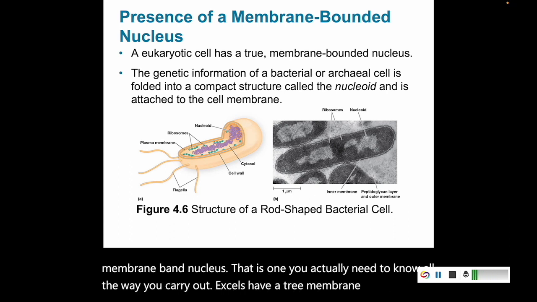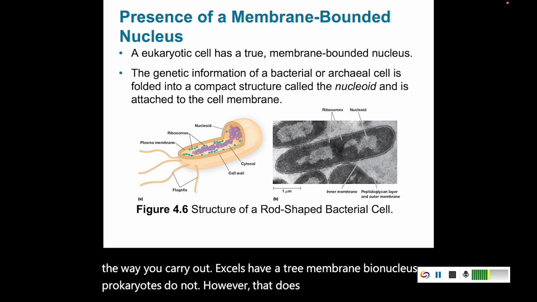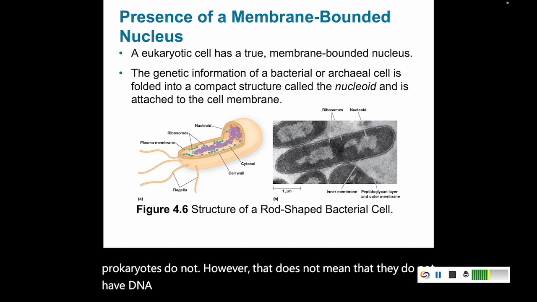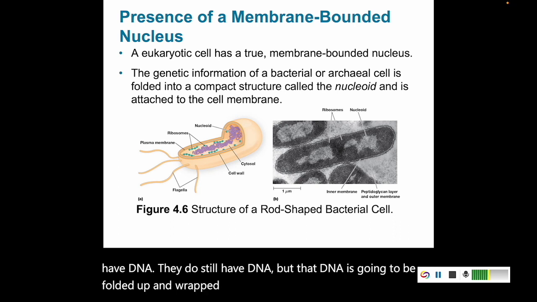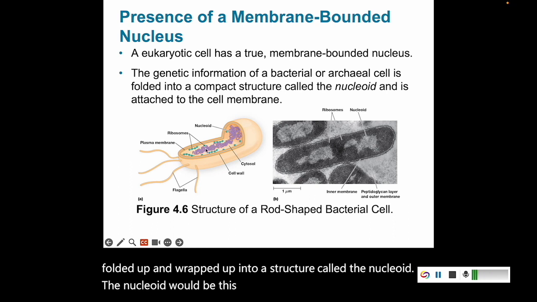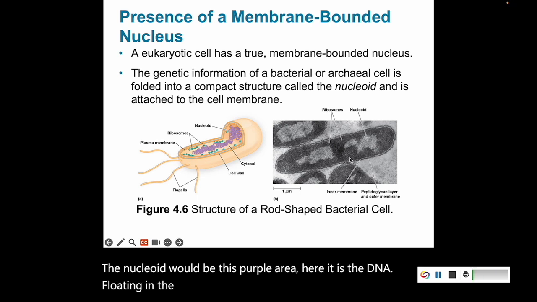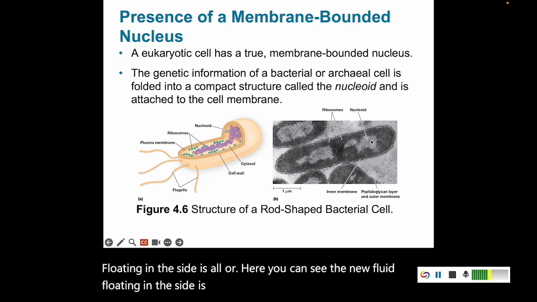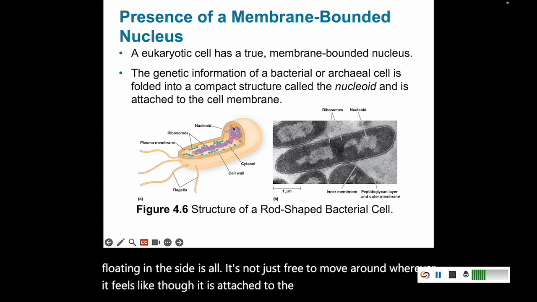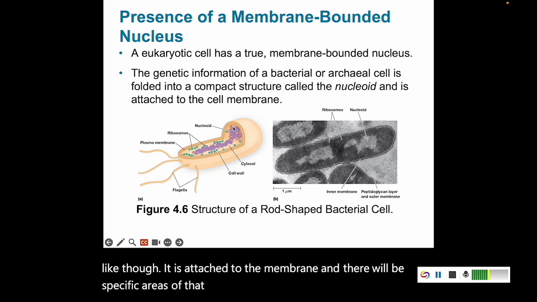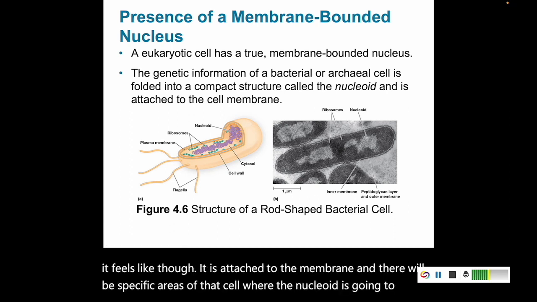Prokaryotes do not. However, that does not mean that they do not have DNA. They do still have DNA, but that DNA is going to be folded up and wrapped up into a structure called the nucleoid. The nucleoid would be this purple area here. It is the DNA floating in the cytosol. Or here you can see the nucleoid floating in the cytosol. It's not just free to move around wherever it feels like, though. It is attached to the membrane, and there will be specific areas of that cell where the nucleoid is going to be remaining.